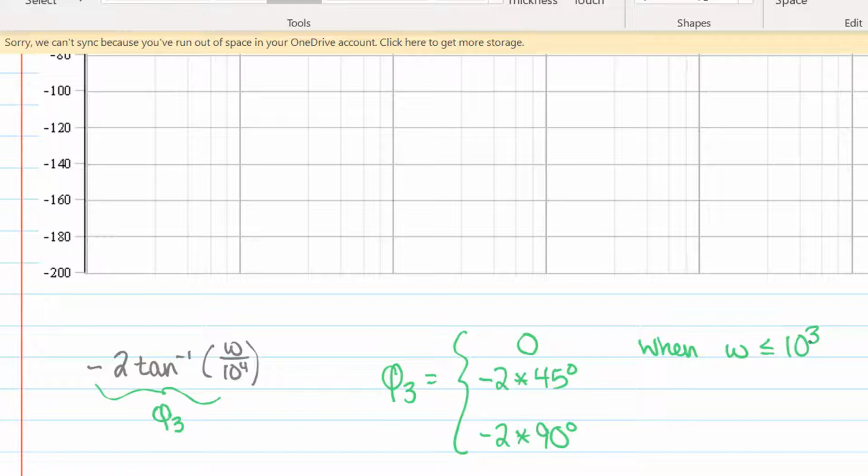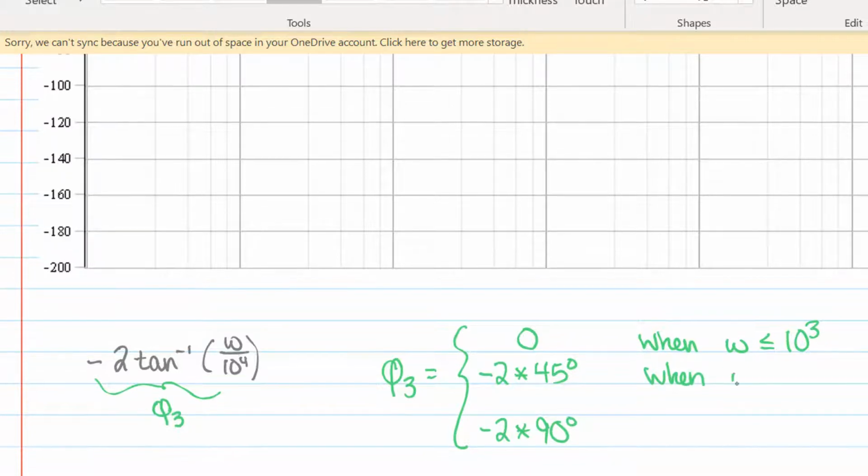Right? It's -2 times 45 when the numerator equals the denominator. So when omega equals 10 to the 4th. And when is it 90? It's when the numerator is greater than or equal to 10 times the denominator. So that would be 10 to the 5th. Okay, so I want to kind of plot 3 points, and then there are going to be 2 horizontal pieces and then like a slanted piece.